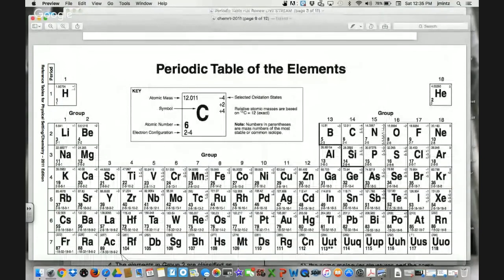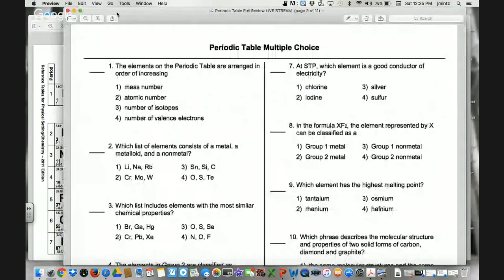Si is our metalloid, and our last one, carbon, is a nonmetal. So it looks like that is your answer. There's your metal, nonmetal, and metalloid. Okay, right there.